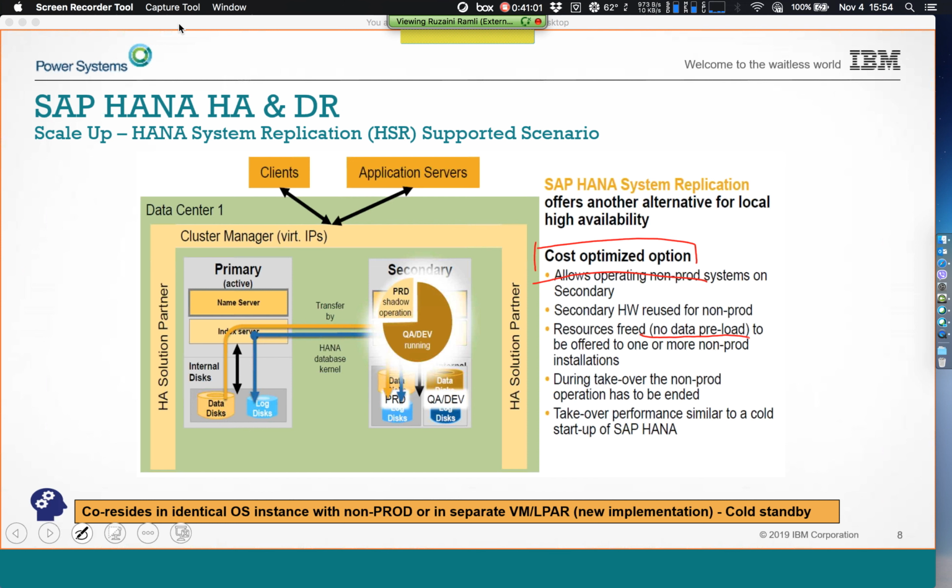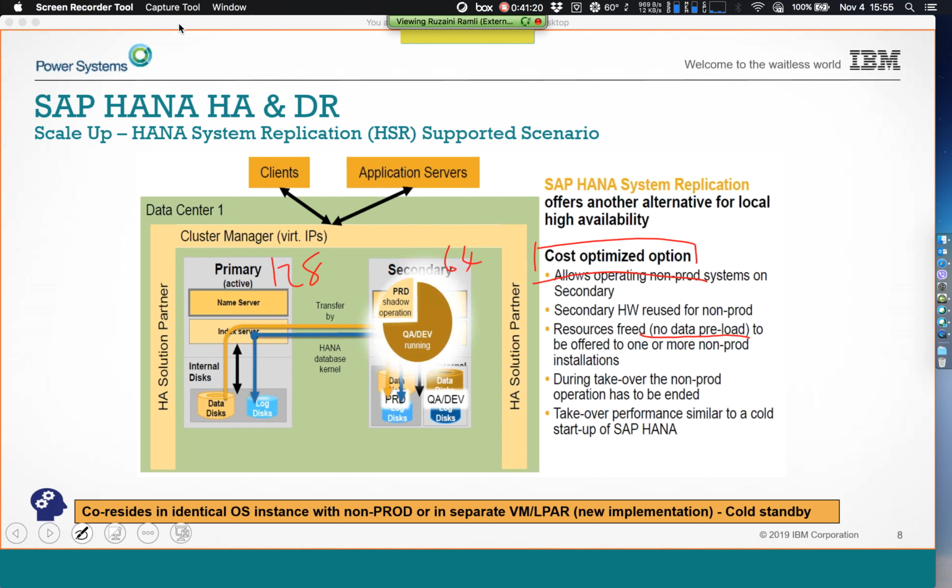Okay, means maybe primary here 128 gig, but here maybe just 64 gig. So what happened to the other 64 gig? It's been used by the non-production LPAR or non-production environment. So what happens if DR or takeover needs to be done? Okay, so it will take a longer time.